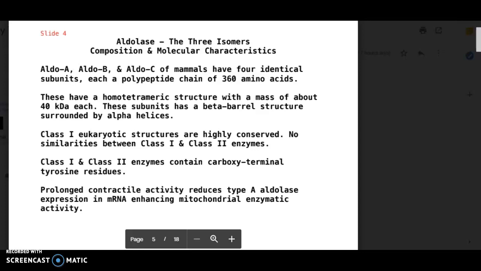In the molecular composition, the primary structures of class 1 eukaryotic enzymes are highly conserved. However, there are no similarities between the sequences of class 1 and class 2 enzymes, as they have separate evolutionary origins. However, both class 1 and class 2 enzymes contain carboxy terminal tyrosine residues that are required for maximal catalytic activity. Prolonged contractile activity reduces the aldolase A messenger RNA expression by downregulating cytoplasmic glycolytic enzymes and enhancing mitochondrial enzymatic activity.